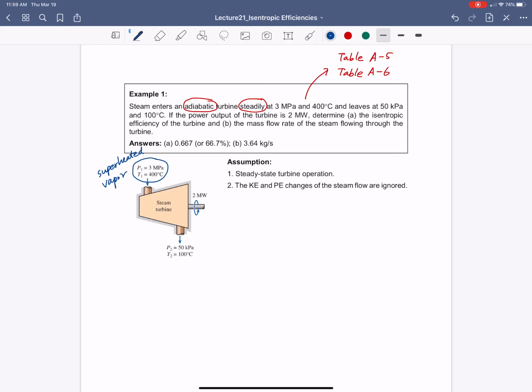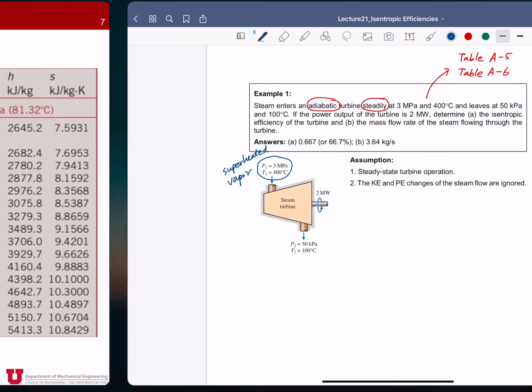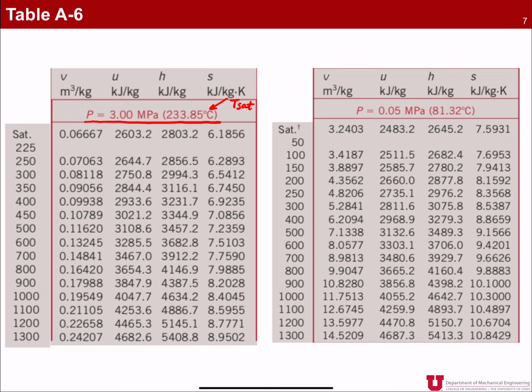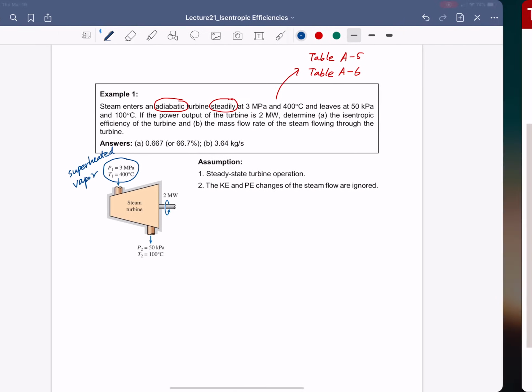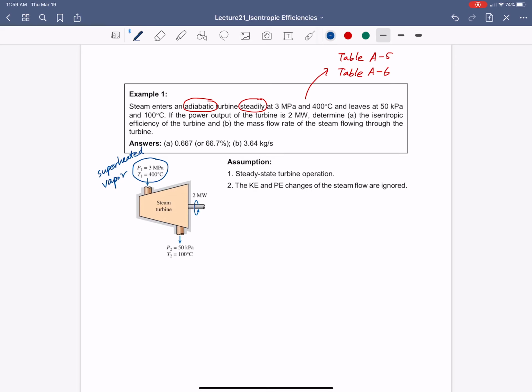Then how about the exit condition? Now we have 50 kilopascal and 100 degrees Celsius. If we do the same thing in table A-6 at pressure 0.05 megapascal, or 50 kilopascal, the saturation temperature at that pressure is 81.32 degrees Celsius. So again, the exit condition is also superheated vapor, right?